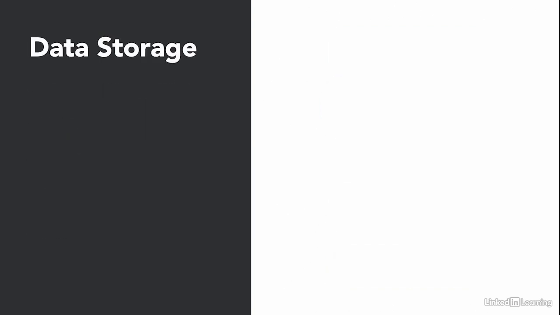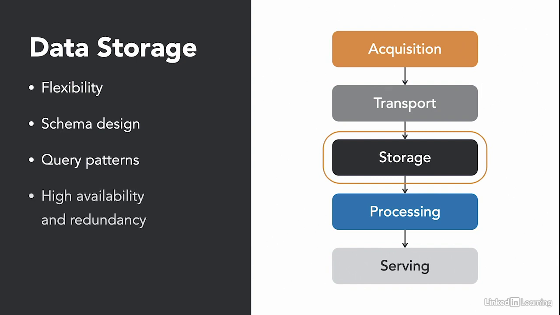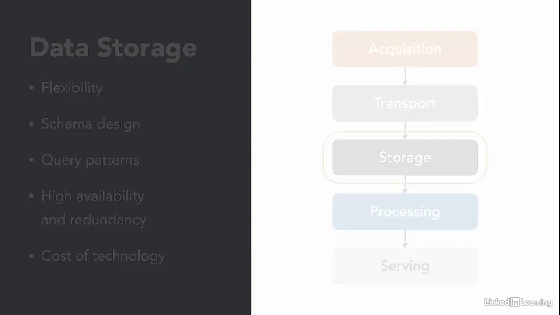Then comes data storage. While designing storage for big data pipelines, a key requirement is the flexibility of data as new use cases and requirements will constantly emerge when the system grows. Schema design needs to consider this. Popular query patterns should be considered while designing the schema. Storage should also provide for high availability and redundancy to ensure resilient operations. Finally, the choice of technology should also be cost effective.